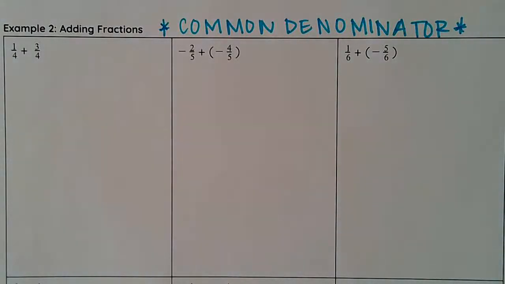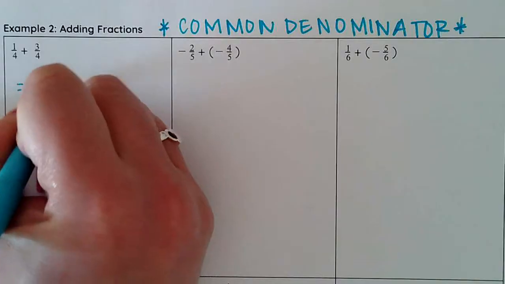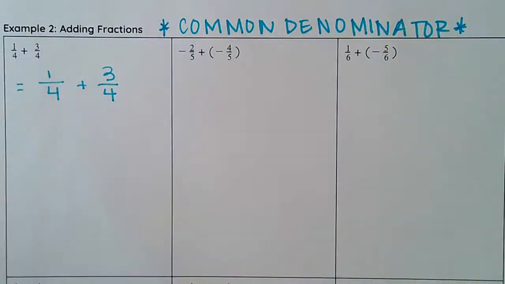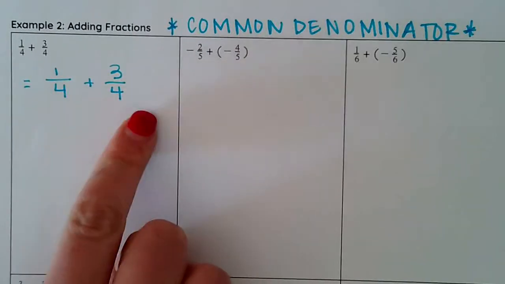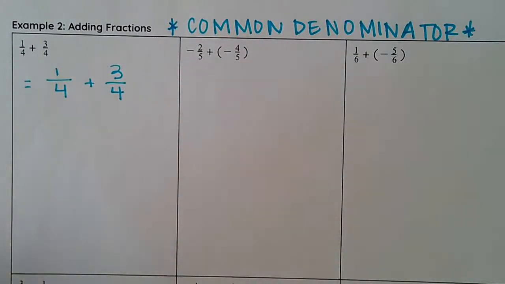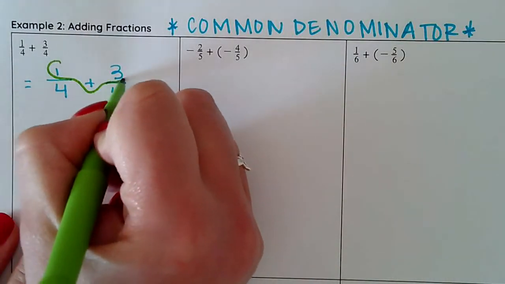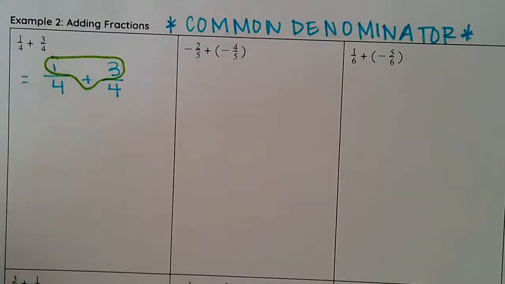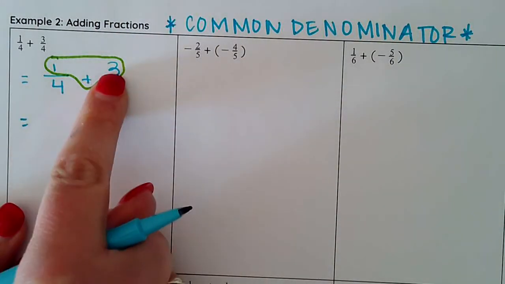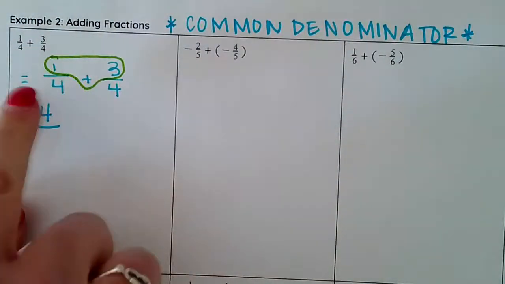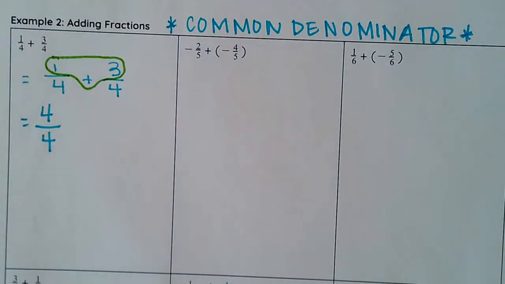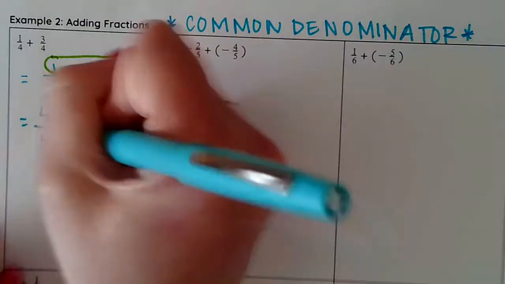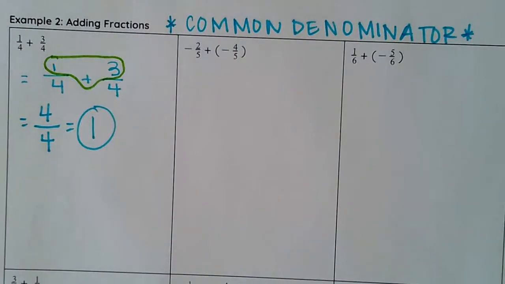So we're going to start with this first one, 1/4 plus 3/4. Well, if I rewrite that, 1/4 plus 3/4, I already have a common denominator. My denominators are already the same, so I can ignore them for the time being and just take a look at adding my numerators. Remember that when we add fractions, we only add the numerators. So then I've got 1 plus 3 equals 4. My denominator doesn't change, so I've got 4/4 as my answer. That simplifies down to 1, and there's that.